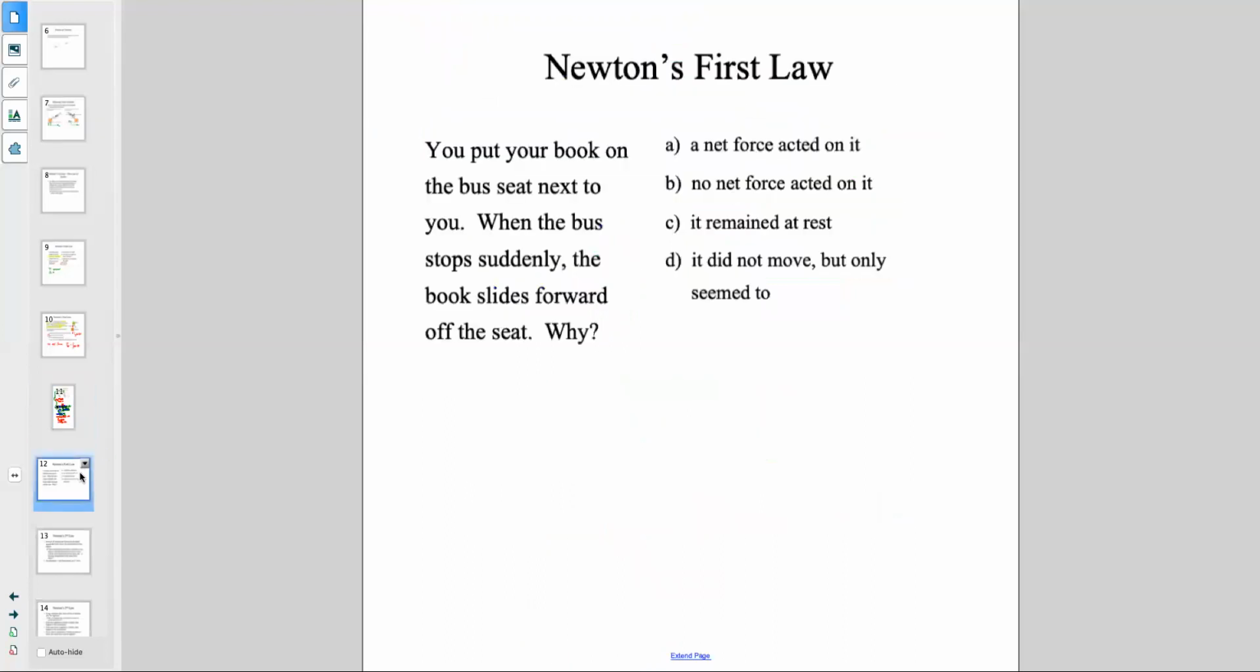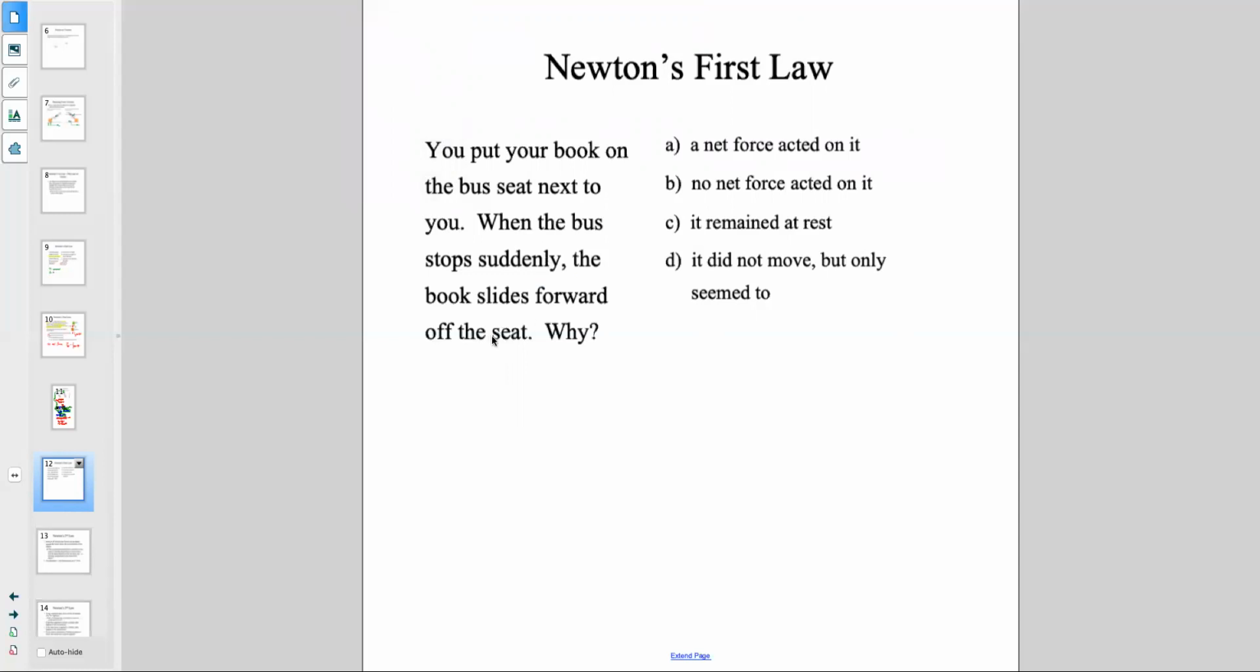Now, let's take a look at this. You put your book on a bus seat next to you. When the bus stops suddenly, the book slides forward off the seat. Why? A net force acting on it, or no net force acting on it? It remains at rest. It did not move, but only seemed to. So let's take a closer look at the problem. You put your book on a bus seat next to you. When the bus suddenly stops, the book slides forward.